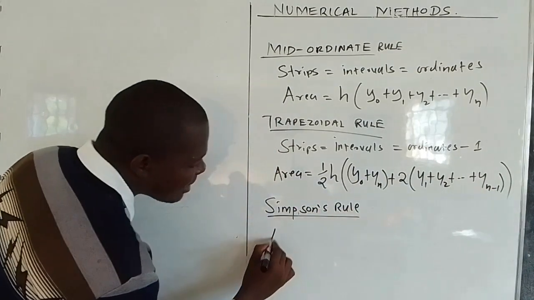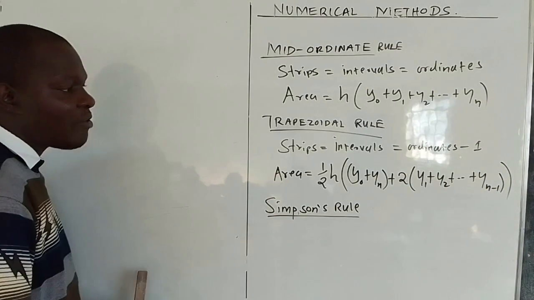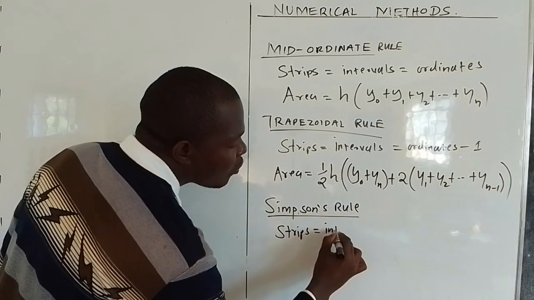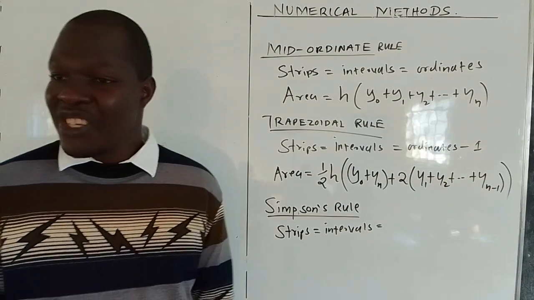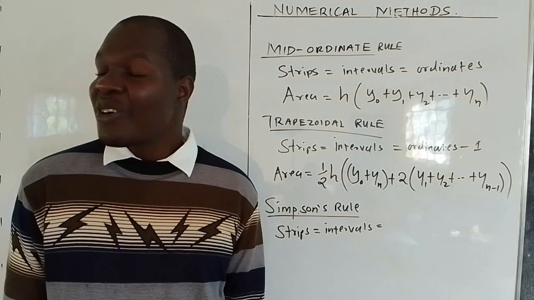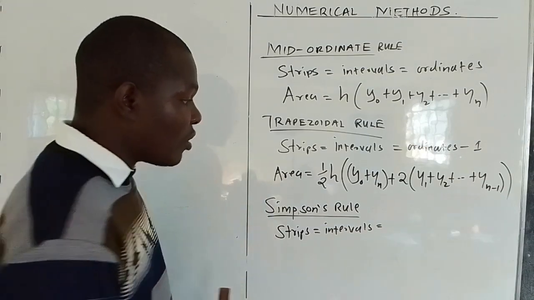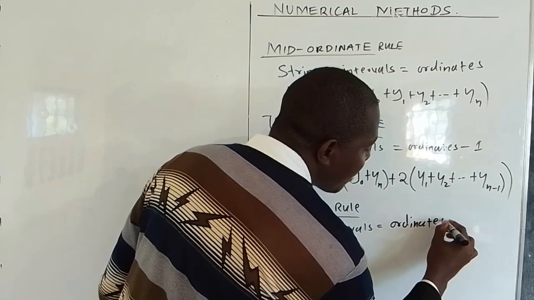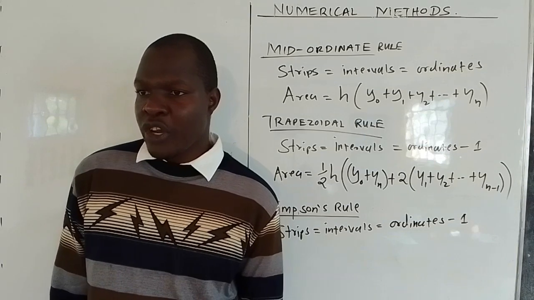Now let's see how to master getting an area under a curve. In Simpson's rule, the number of strips will always be the same as the number of intervals, isn't it? Each strip must have its own interval, which is the same as the number of ordinates minus 1, just like in the trapezoidal rule.